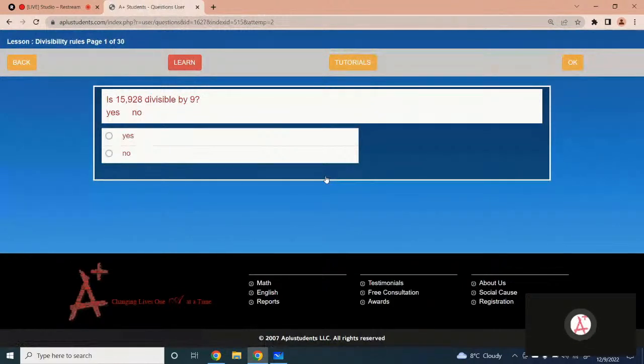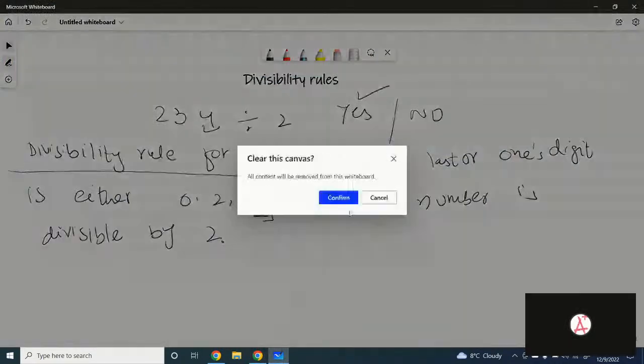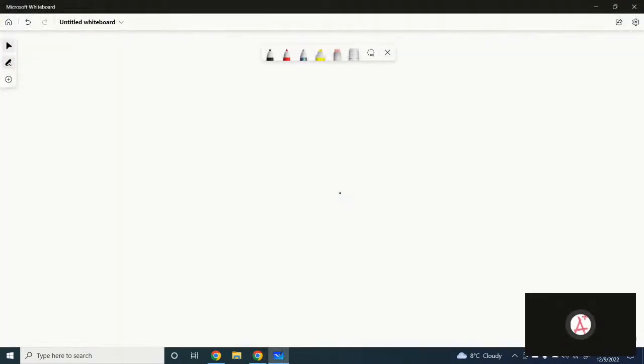Okay, is 15,928 divisible by 9? We can learn the divisibility rules for the numbers as well. For 15,928, you have to learn the divisibility rule for 9. Is 15,928 divisible by 9, yes or no?